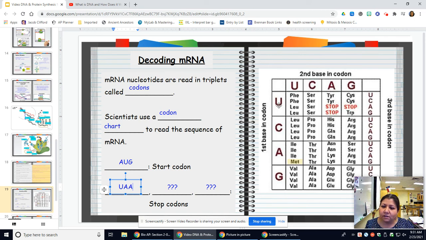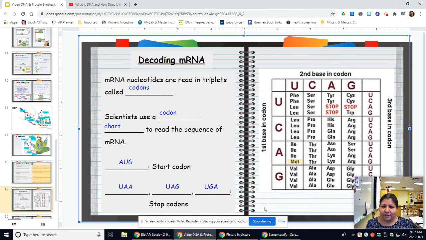So again, U, A, and then this bottom one, which is G. So UAG is another stop codon. And then my last one: U, come up here, G, and then A. So UGA is my 3rd stop codon.